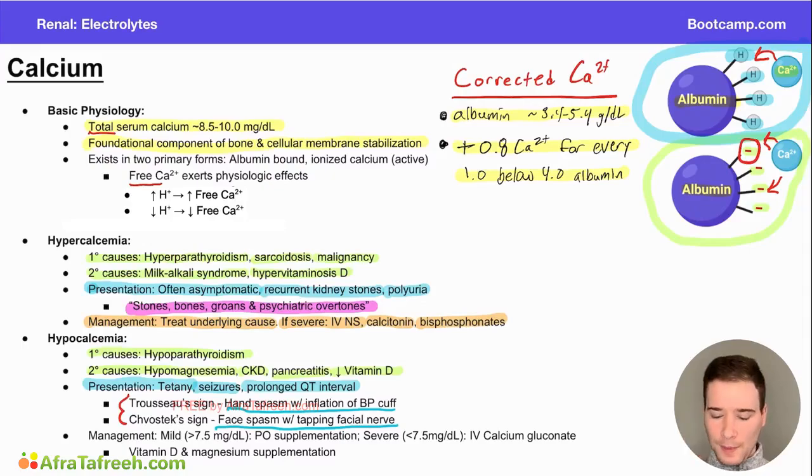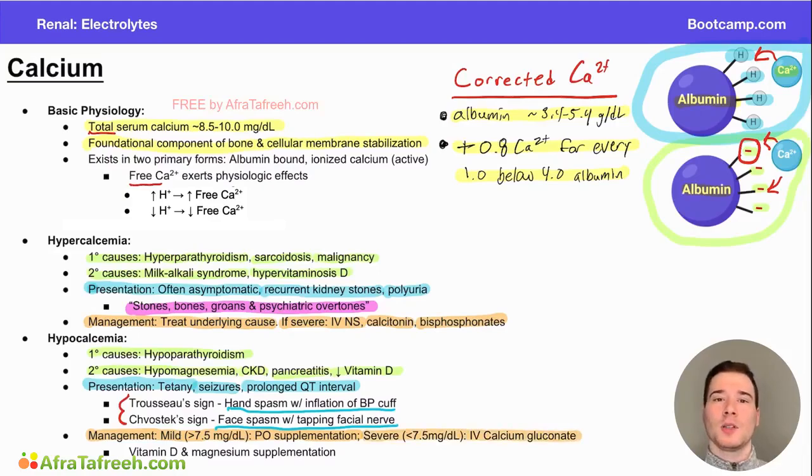And finally, to wrap up this video, we'll talk about the management. So we say that somebody has mild hypocalcemia if it's greater than 7.5, in which case you would just supplement that calcium, preferably by the oral route. PO stands for per os, which means that we're giving it orally. And if it's more severe, as in it's less than 7.5 milligrams per deciliter, you would give IV calcium gluconate.